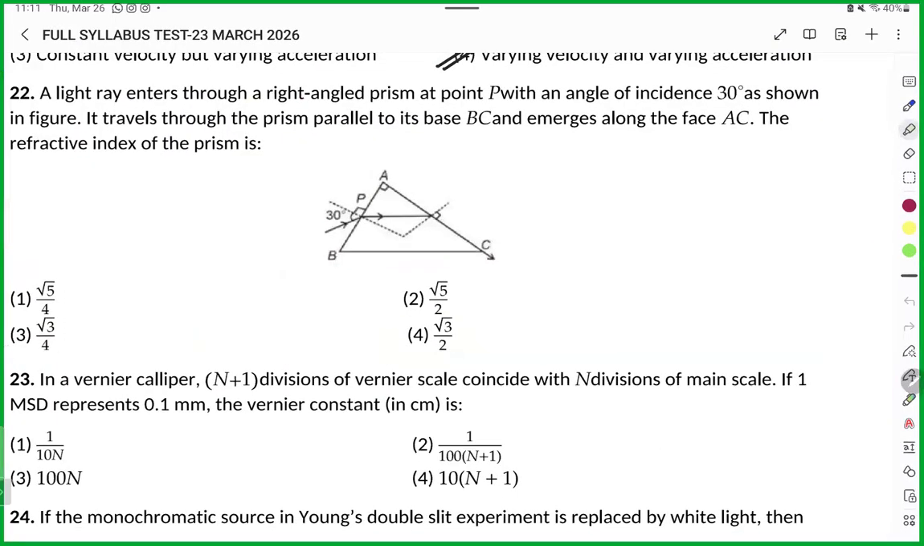Okay, this question. A light ray enters a right angle prism at point P with an angle of 30 degrees. It travels through the prism parallel to the base BC and emerges at AC like this. What is the refractive index of the prism?